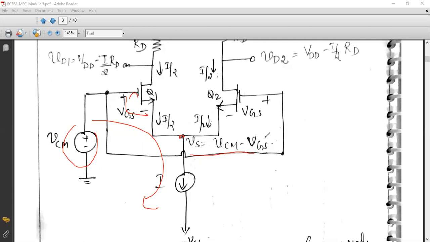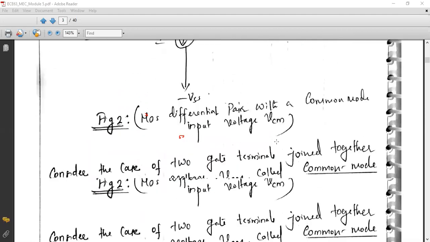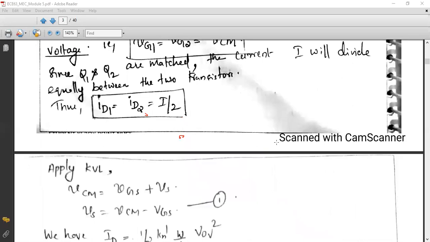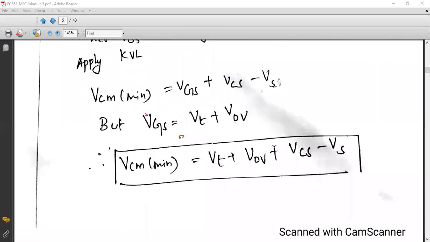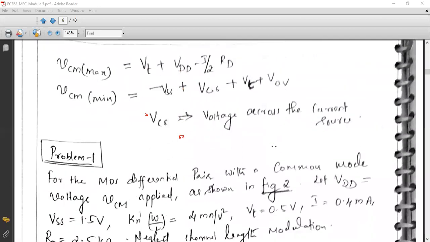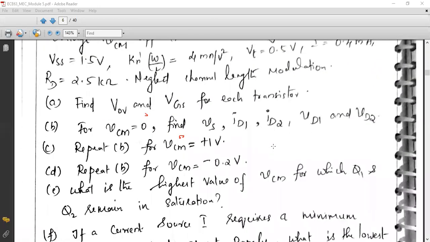Okay, now you got VGS, right? Already you have computed VGS for that particular problem. Substitute VCM and VGS. VCM is given in the question. VGS you might have solved before. While computing the overdrive voltage VOV, you have already found the value of VGS. Substitute VGS and VCM so that you can find Vs.